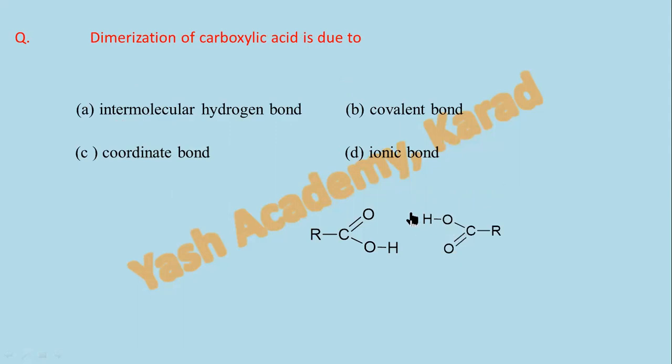So in gaseous phase as well as in liquid phase, there is a formation of intermolecular hydrogen bond. So there is an association. Oxygen has two lone pairs and hydrogen is electron deficient, so it acquires partial positive charge. So oxygen is a proton acceptor, so there is a formation of a hydrogen bond. Here is also formation of hydrogen bond. So these two carboxylic acid molecules are associated together via intermolecular hydrogen bond. So the correct option of the question is A.